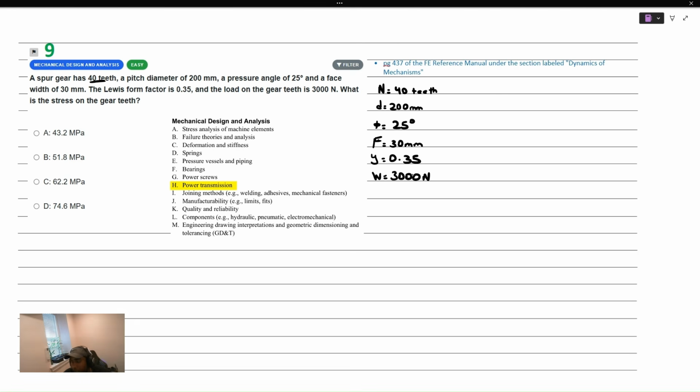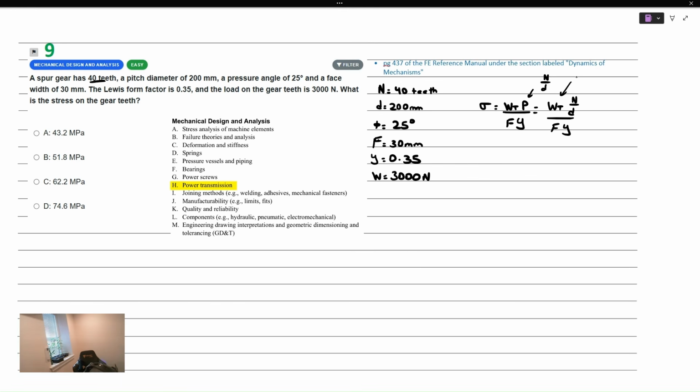Okay, so we have a spur gear here, and the spur gear bending stress, sigma, is governed by the following equation. W sub t, that's the tangential load on the gear teeth, multiplied by P, where P is actually the ratio of the number of teeth on that gear to the pitch diameter, divided by the face width, F, that's the thickness of the gear, and the Lewis form factor goes there. So if we reduce this equation, it's W sub t times N over D, divided by F multiplied by Y.